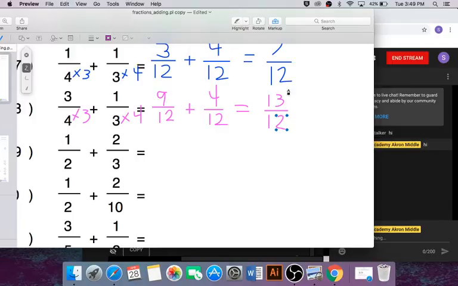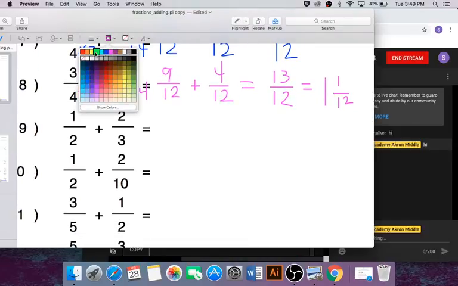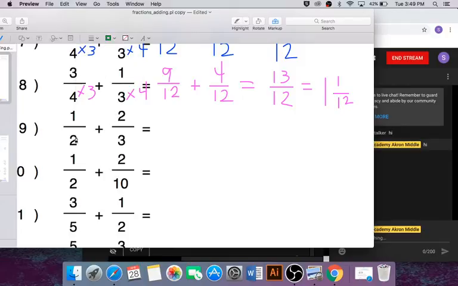Again, this is an improper fraction, so we have to figure out how many times 12 goes into 13, which is 1 whole time. 13 minus 12 is 1, so our answer is 1 and 1/12. Our next one, we have 1 over 2 plus 2 over 3. To figure out what goes into both 2 and 3, that is going to be 6.